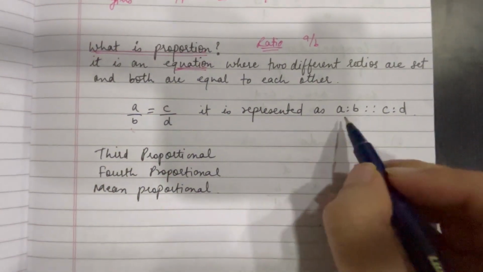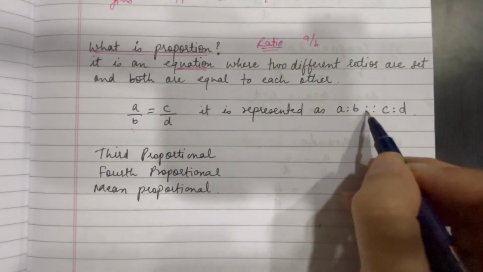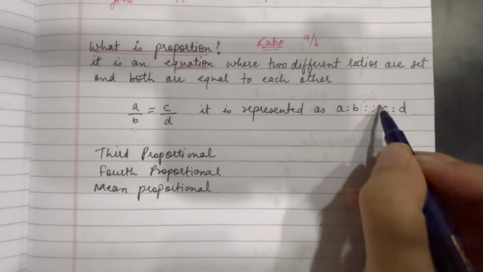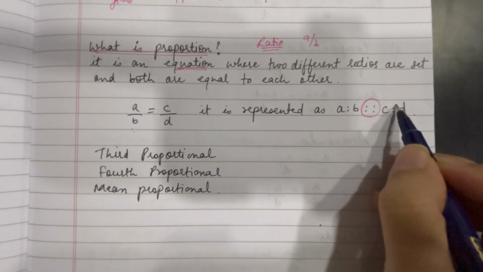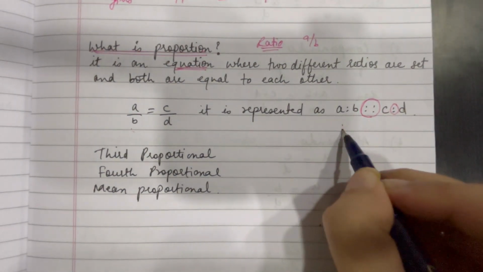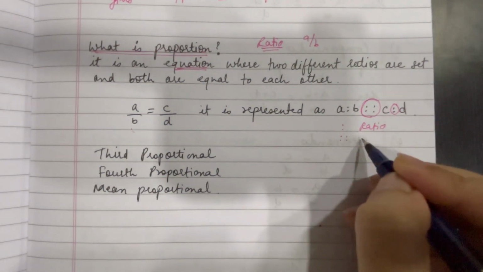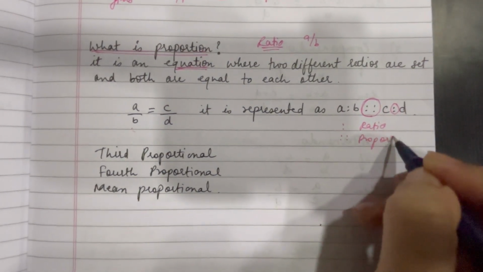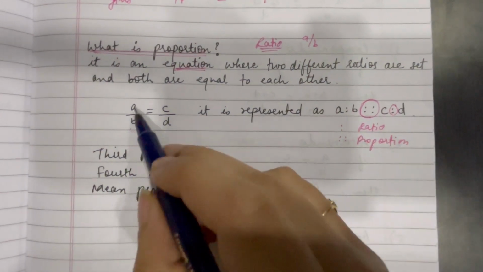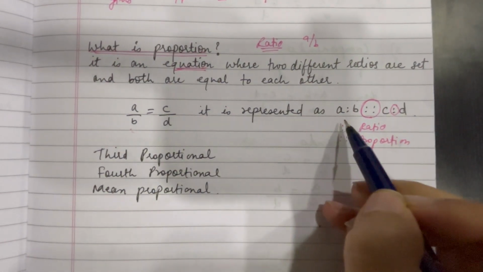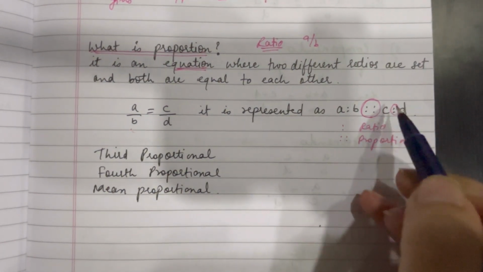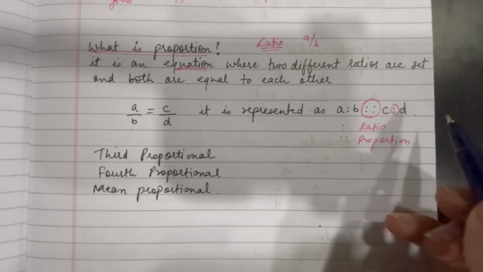It is also represented as A:B::C:D. This is the sign of proportion. So 2 dots is the sign of ratio, but 4 dots is the sign of what? Proportion. Okay, so A by B equals C by D can also be written as A:B::C:D. I hope this much is clear.